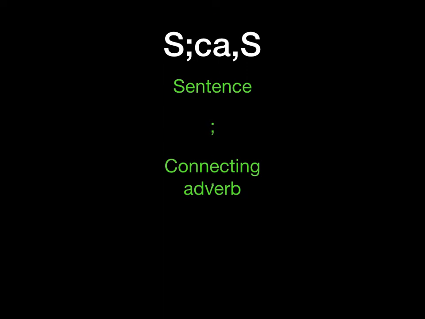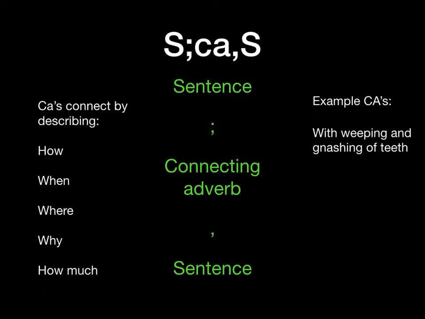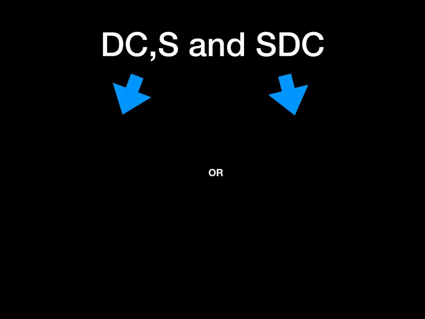The next sentence pattern that we learned was S, S. That's where you have a sentence followed by a semicolon, one of our connecting adverbs, another comma, and then another sentence. The connecting adverbs connect your sentences by describing how, when, where, why, and how much your sentences are related. Some example connecting adverbs would be things like weeping and gnashing of teeth, 5 minutes later, in the kitchen, furthermore, and however. Today, we're going to be learning two sentence patterns, DC, S and S, DC.